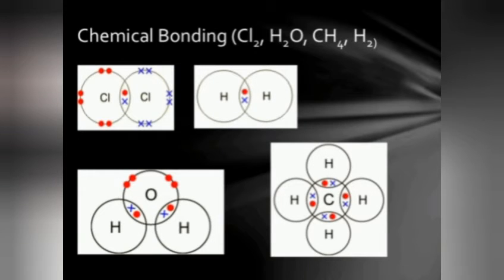Similarly, in methane, CH4, 4 bonds will be formed between carbon and hydrogen because carbon has 4 electrons in the valence shell. These red dots are of carbon and blue crosses are of the electrons of hydrogen, which are shared continuously to form 4 bonds with carbon atom to gain the stability of noble gases by fulfilling the outermost shell.